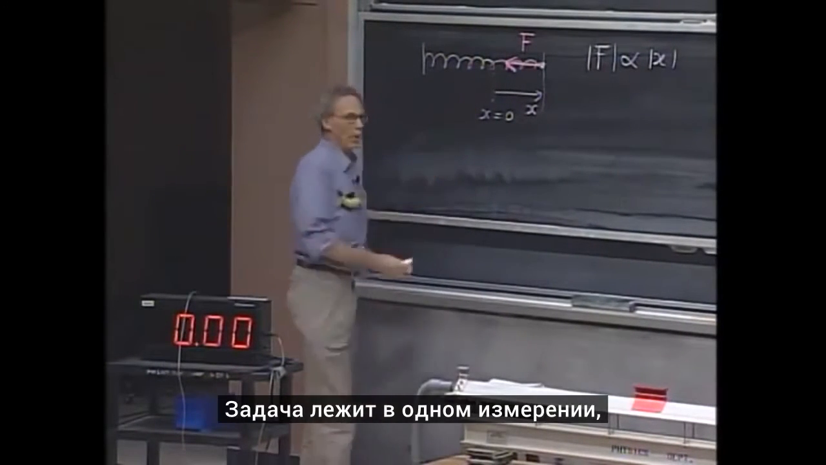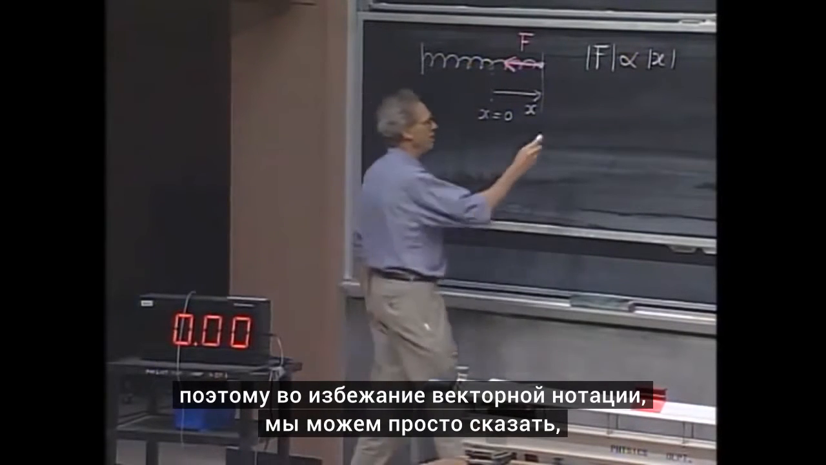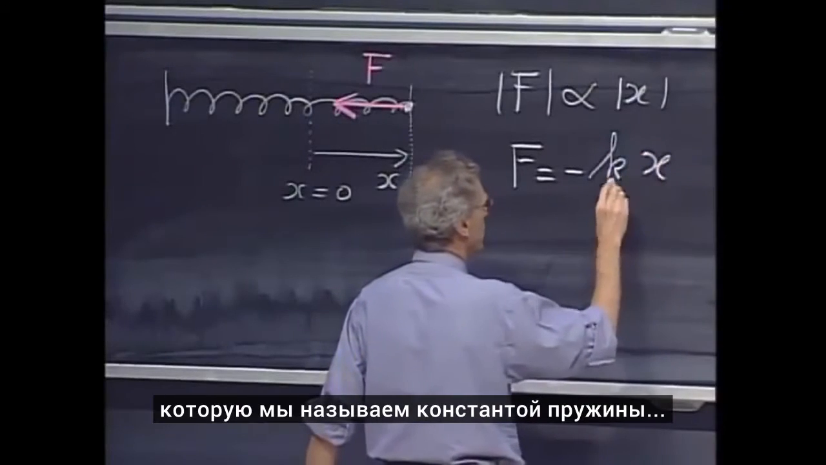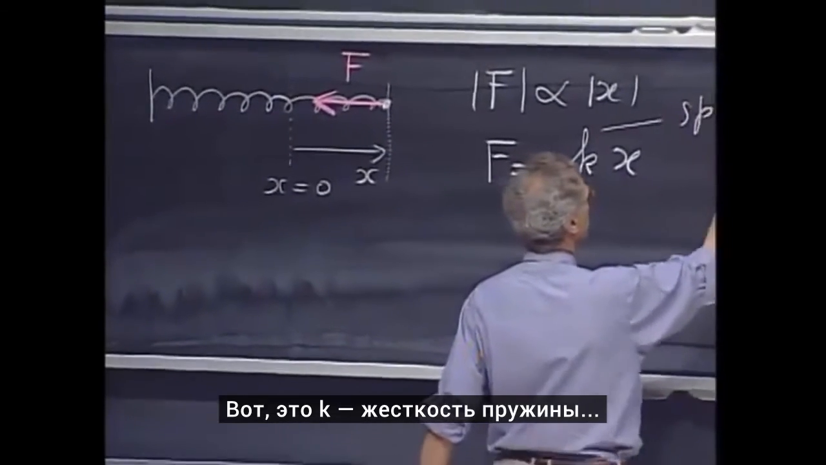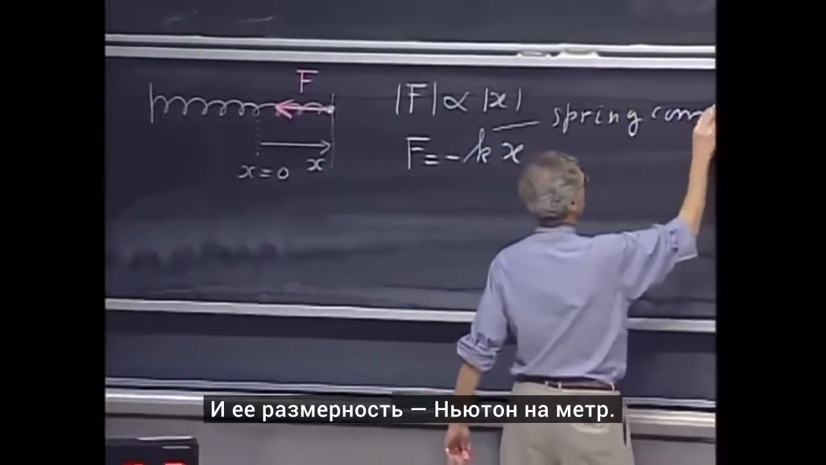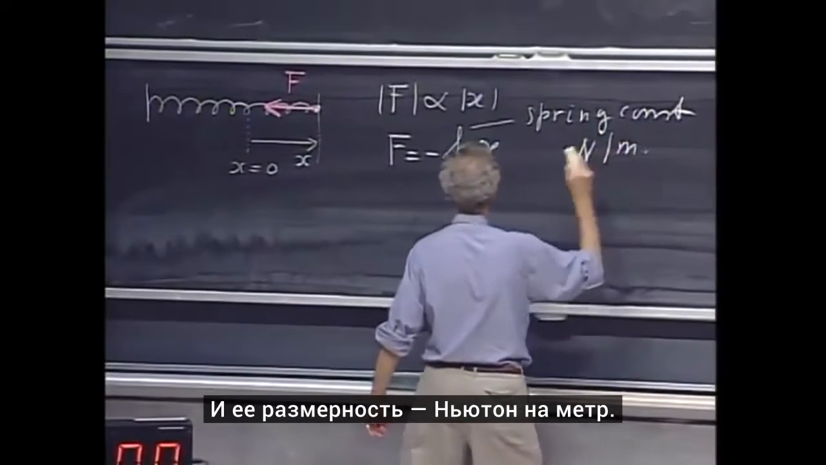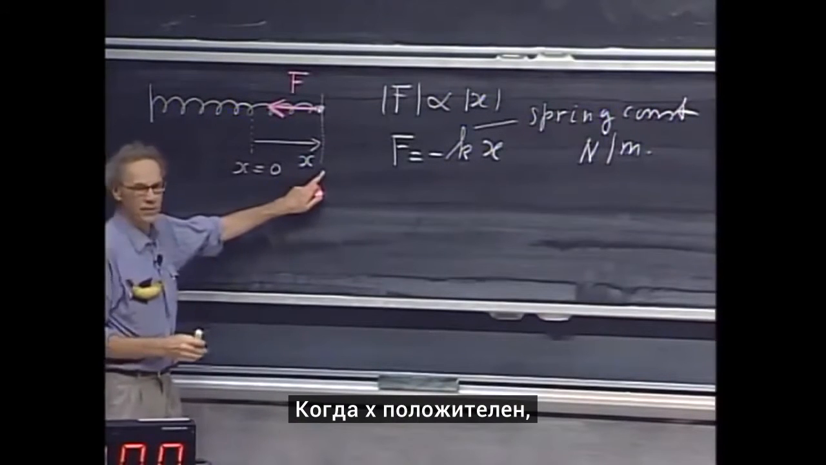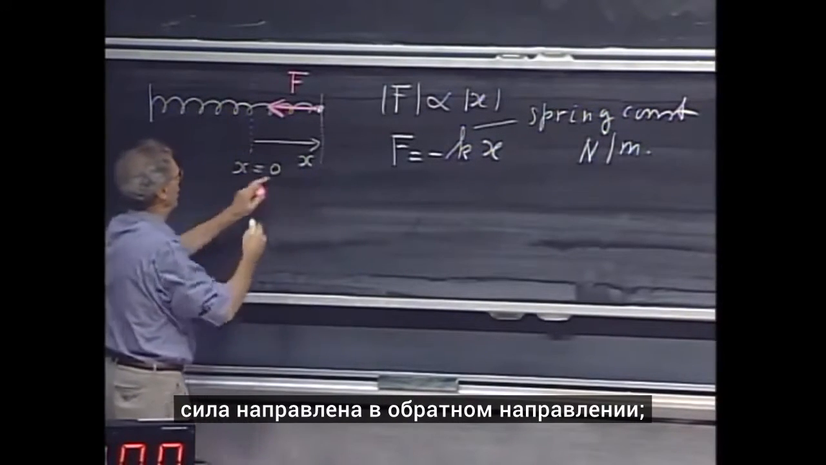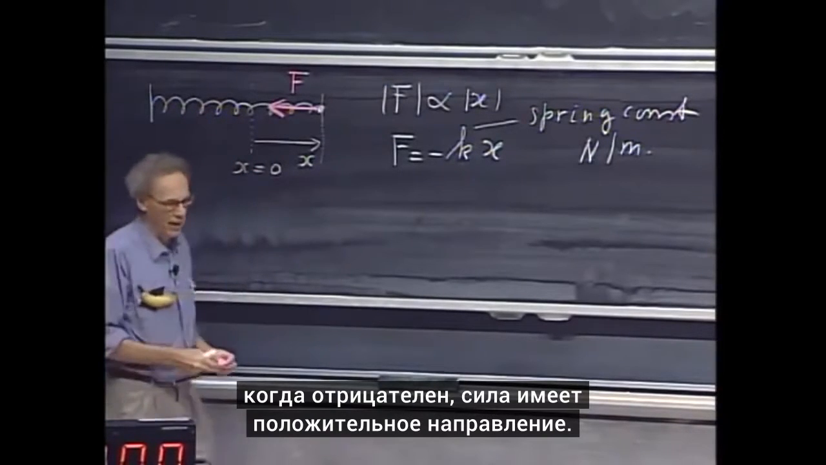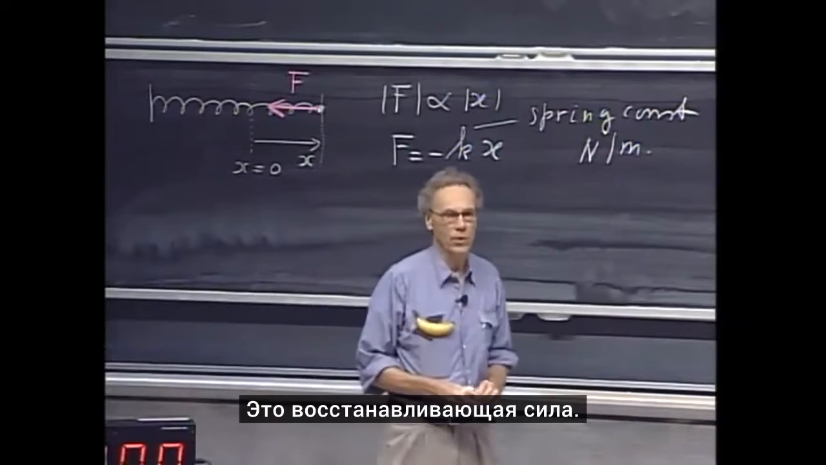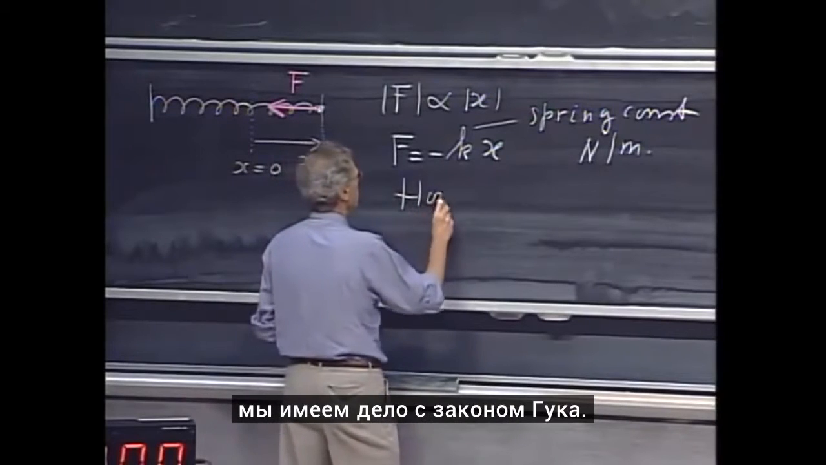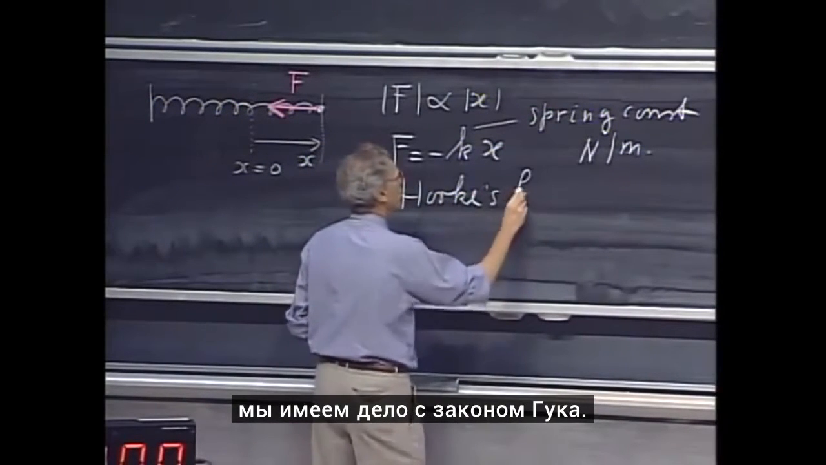This is a one-dimensional problem, so to avoid the vector notation, we can simply say that the force, therefore, is minus a certain constant, which we call the spring constant, and the spring constant has units newtons per meter. So the minus sign takes care of the direction. When x is positive, then the force is in the negative direction. When x is negative, the force is in the positive direction. It is a restoring force. Whenever this linear relation between F and x holds, that is referred to as Hooke's law.